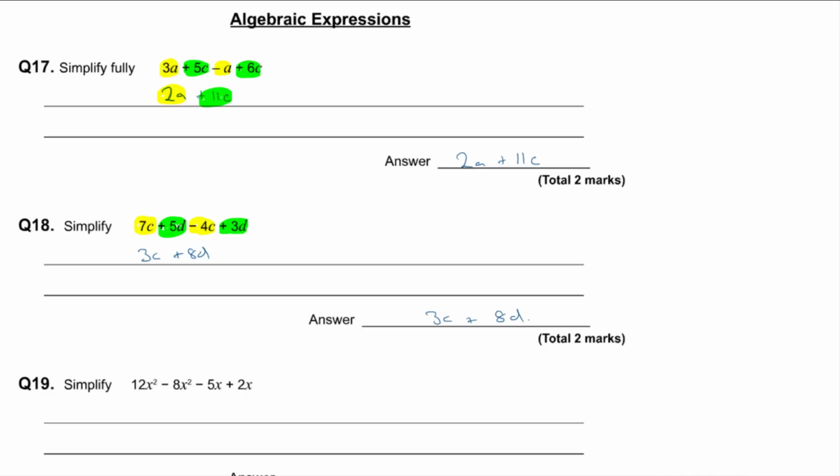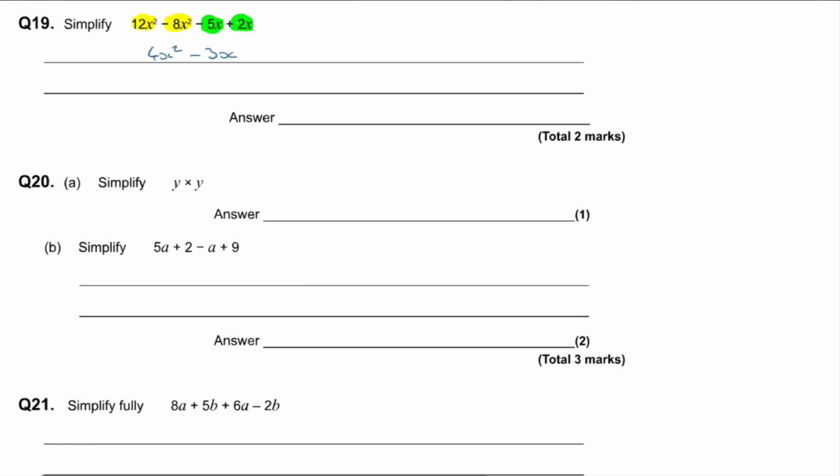Next up, I've got 12x squared minus 8x squared minus 5x plus 2x. Now, all these terms have got to do with x, but these ones have to do with x squared, and these ones have to do with x. So these are different types of terms. x squared terms are different from x terms. So collecting the x squared terms together, I've got 12x squared minus 8x squared. That leaves me with 4x squared. And I've got minus 5x plus 2x. Now, if you're at negative 5 on the number line and you add on 2, it's going to take you up to negative 3. So that's going to give me minus 3x altogether. So 4x squared minus 3x is my final answer.